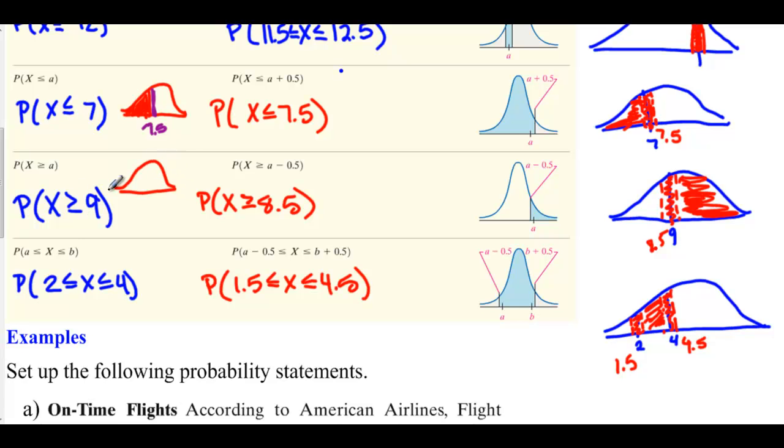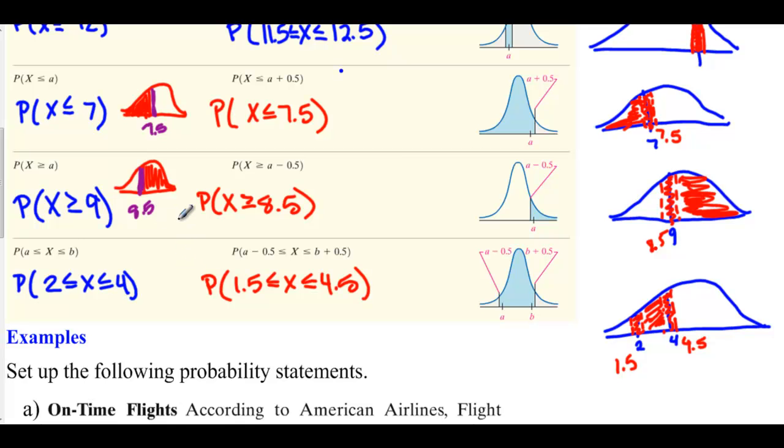So here, greater than or equal to 9. If I have 9 over here, normally greater than or equal to 9 would just be this area, and we would be done. But because we're using the normal to approximate the binomial, I want to add 0.5. So I want to add area to it. So I need to drop down to 8.5.